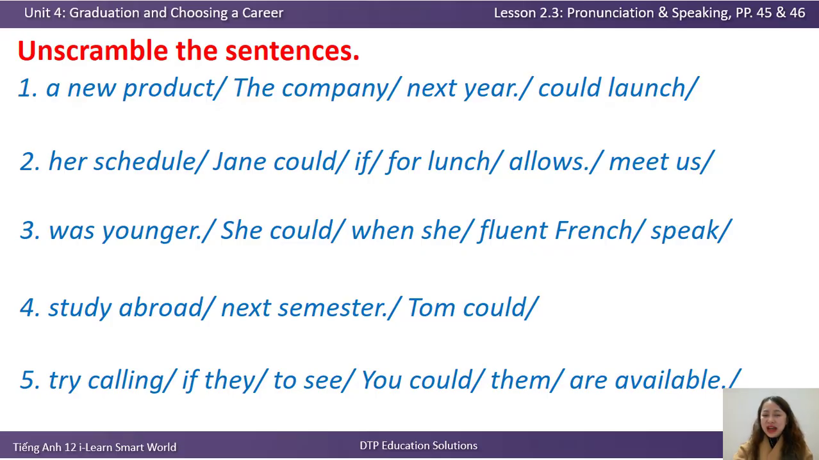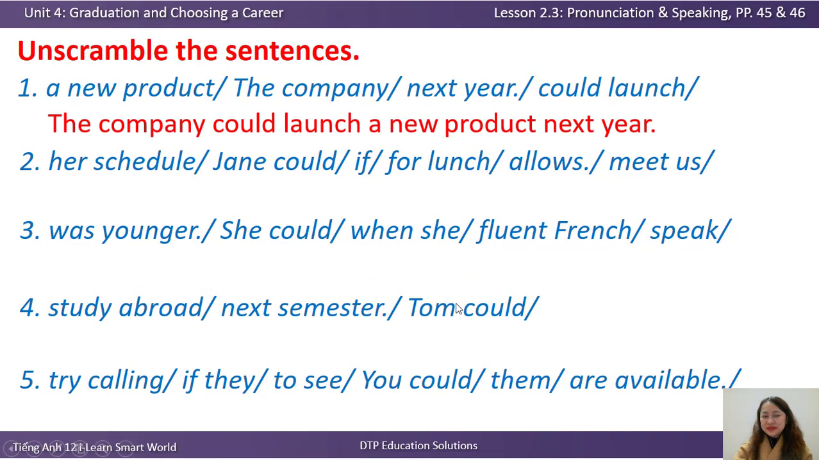So let's start with our warm-up to review and prepare for the activity ahead. Let's go through each sentence together and make sure we fully understand their structure and meaning. Number 1. Here is the answer. Can you read aloud? Yes, this sentence uses could to express possibility in the future. The company has the potential to introduce a new product next year.